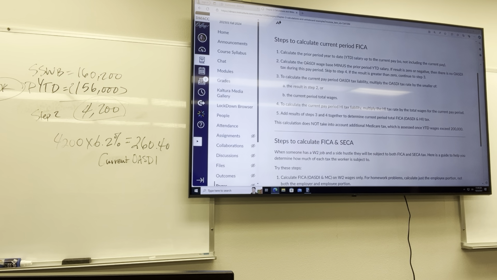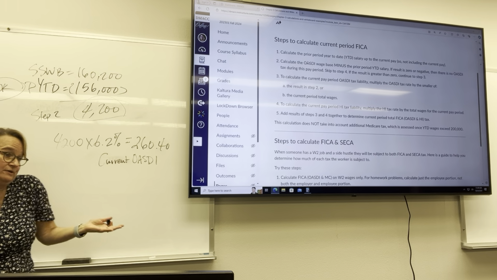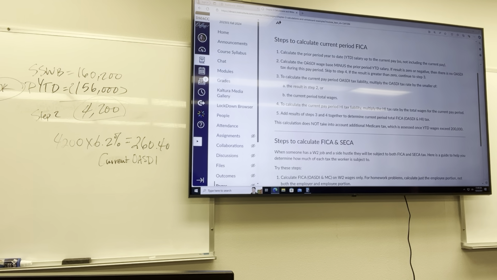What's going to happen next pay period? Let's say this isn't the last pay period during the year. They've got another pay period, and they earned another $10,000. How much of that $10,000 is going to be subject to OASDI tax? None of it. Right? They've already paid it. They reached that wage base during this last pay period. So any subsequent pay periods, there's going to be no Social Security tax withheld. Okay?